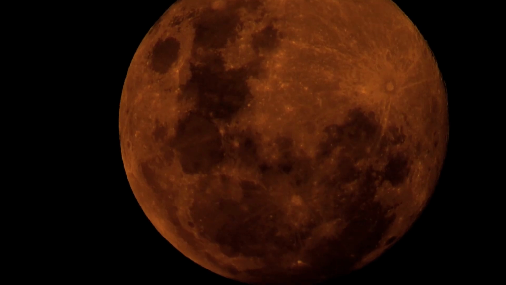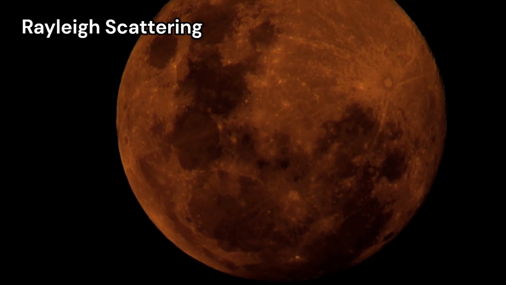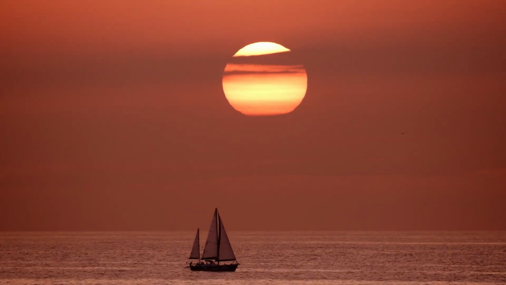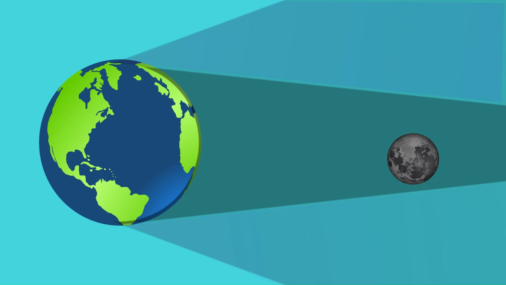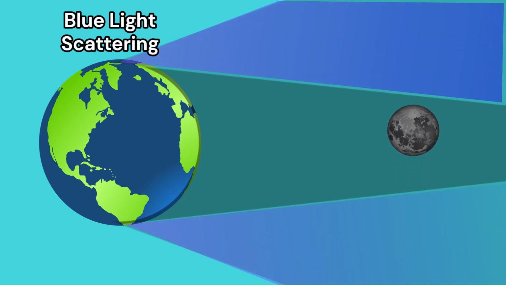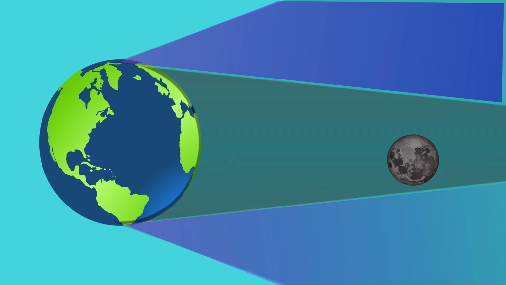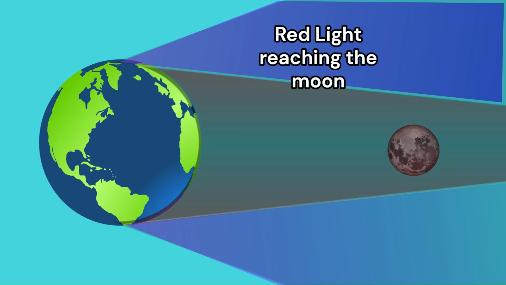When you see the Moon turn red, you're witnessing a phenomenon called Rayleigh scattering. This is the same process that makes the sunset red. As sunlight passes through Earth's atmosphere, blue light gets scattered away, while red light bends and reaches the Moon, painting it a deep crimson.